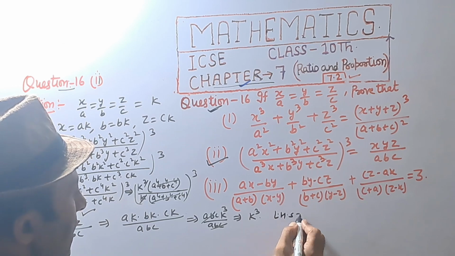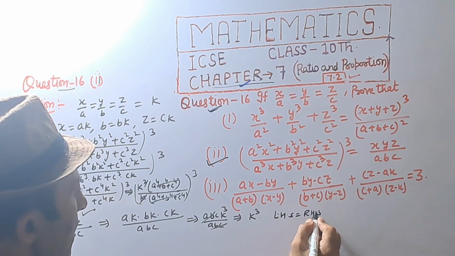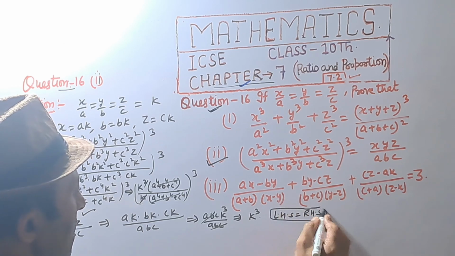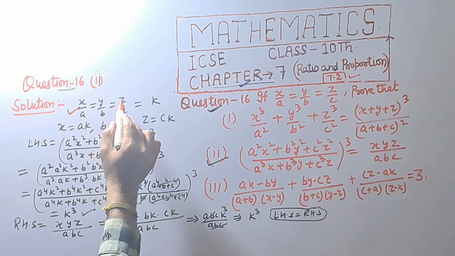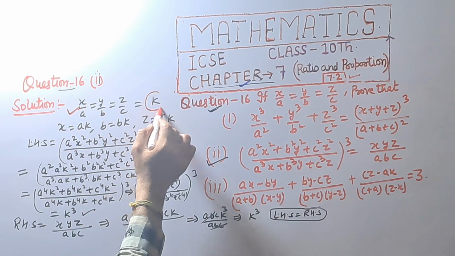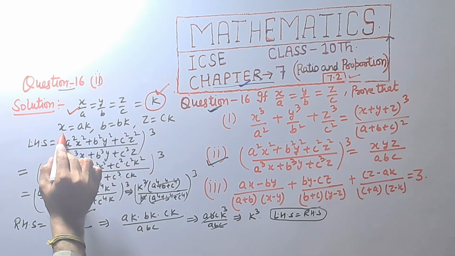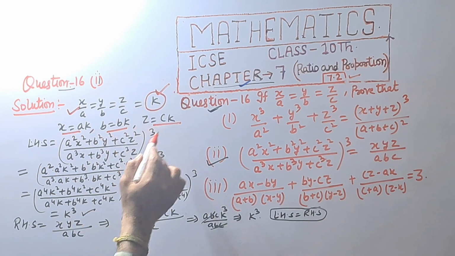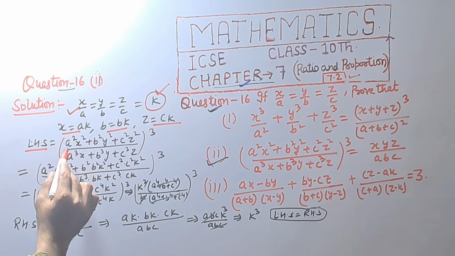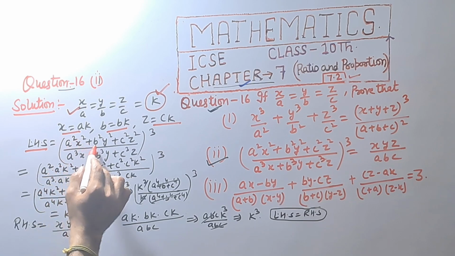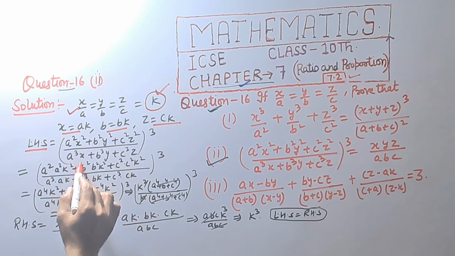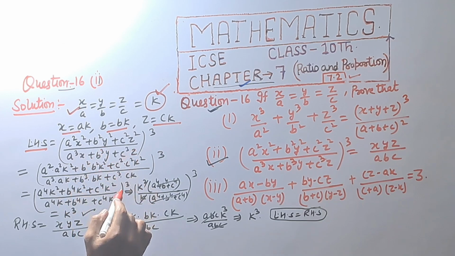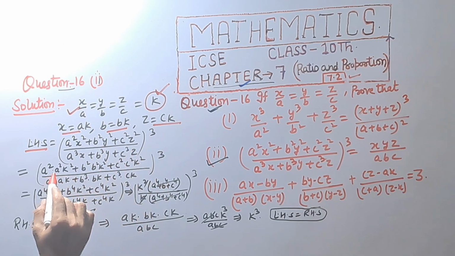Left hand side is equal to right hand side. Given x upon a is equal to y upon b is equal to z upon c, that is equal to k. x is ak, y is bk, z is ck. Left hand side: a square x square plus b square y square plus c square z square upon a cube x plus b cube y plus c cube z, raised to power 3.